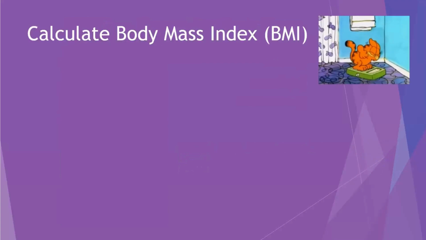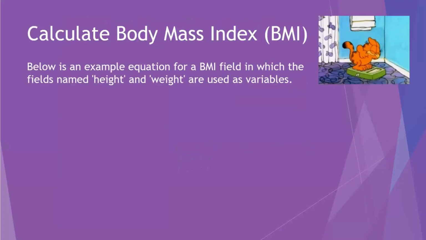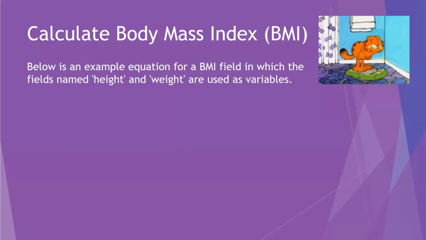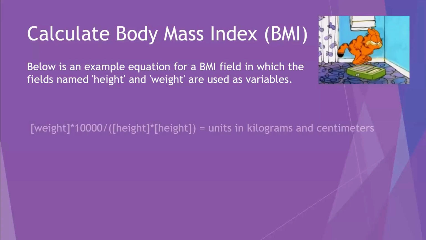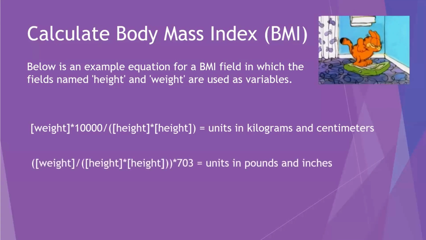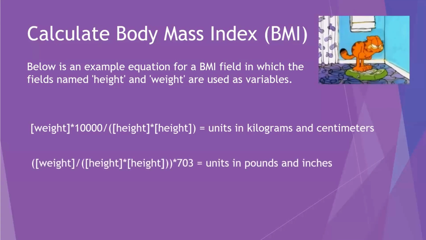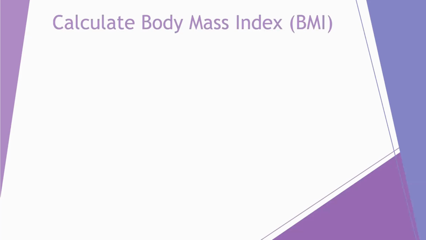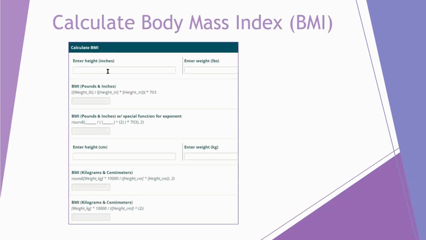Okay, now we'll look at a practical example calculation of BMI given a height and weight. So here's the equation when units are collected in kilograms and centimeters, and here's what it looks like in pounds and inches. And next we'll see it in action. Again, it's pretty straightforward. You just need to determine the units in which you collect the data. Pretty straightforward.